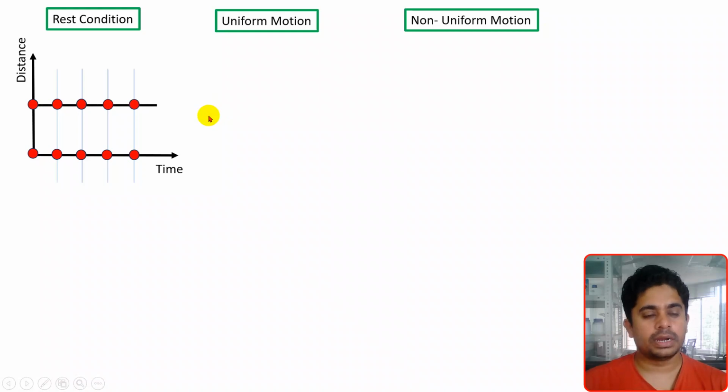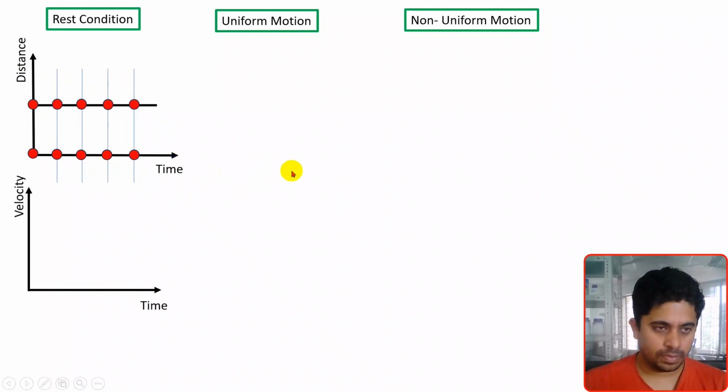Now, if I connect the corresponding points of distance and time, this line is a straight line, and this straight line is parallel to the time axis. So this is the distance time graph.